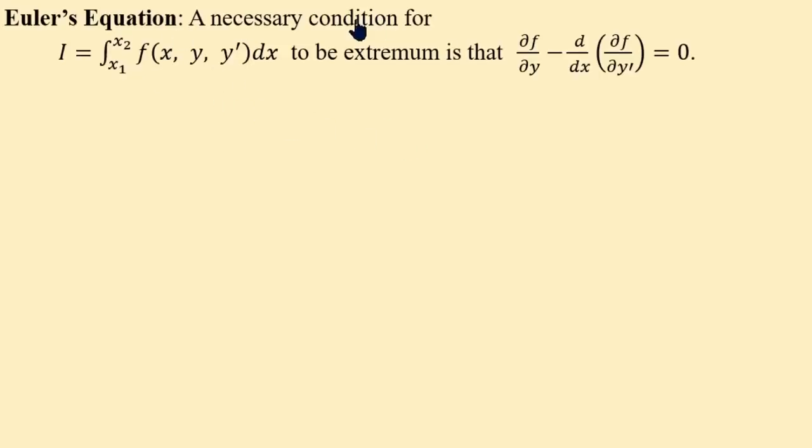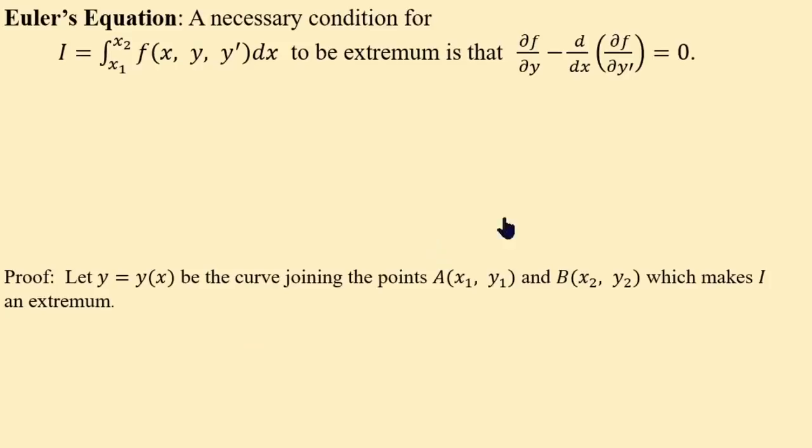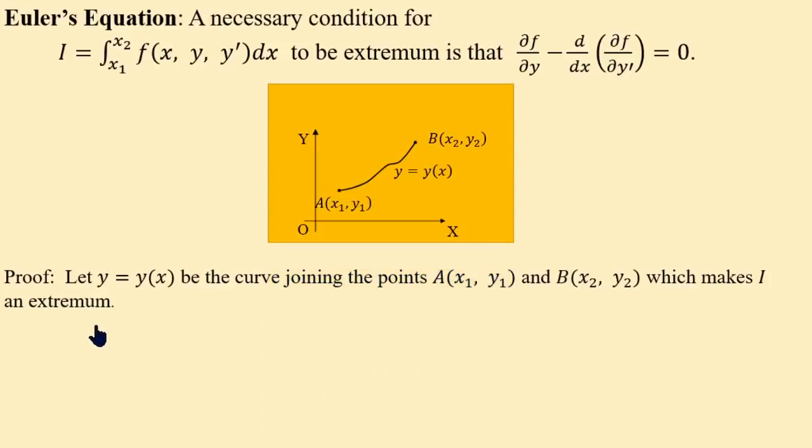How to prove this? Now the proof. Let y equal to y of x be the curve joining the points A (x1, y1) and B (x2, y2), which makes I an extremum. That means along this curve y equal to y of x, I is extremum, either maximum or minimum, or a stationary value.